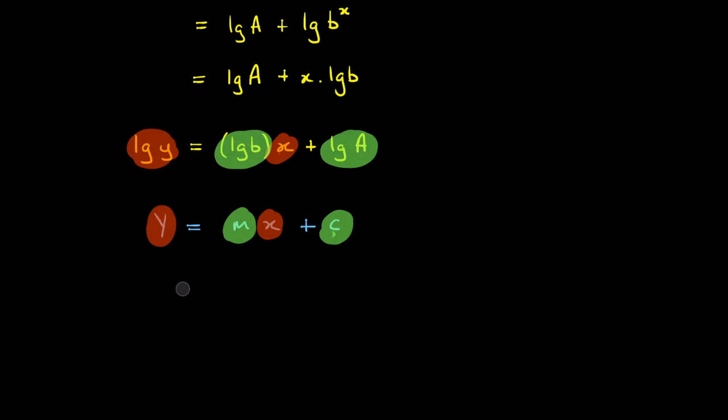So hopefully what you can see is that if we have the graph log y against little x, it actually forms a y equals mx plus c graph, where the m is equal to log b, and the y-intercept is equal to log a. So that's really the important result for us to write down. The gradient m is going to be equal to log b, and the y-intercept c is going to be equal to log a. So in other words, if we want to find b and a, we want to find the gradient and the y-intercept.